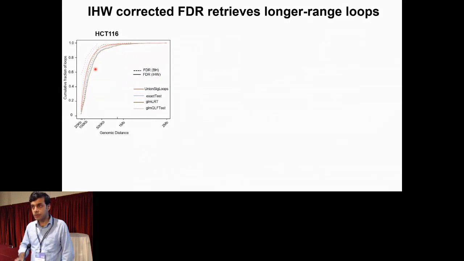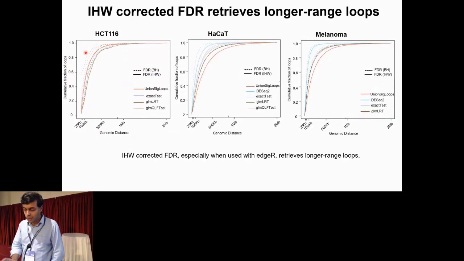see the solid lines. So this is recovering a higher fraction of loops in the longer genomic distance, whereas FDR with the BH correction is kind of towards the shorter side, shorter genomic distance. And this is true for other data sets as well. And particularly if you see the DESeq, this light blue color, irrespective of the models, it is reporting kind of shorter range loops compared to HR. So we think that HR with specifically IHW corrected FDR, that's reporting the longer range loops.